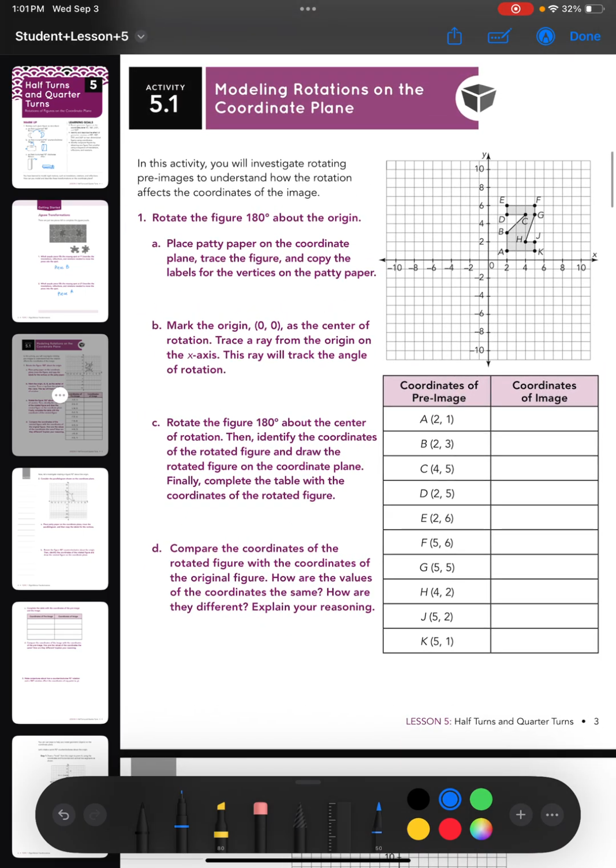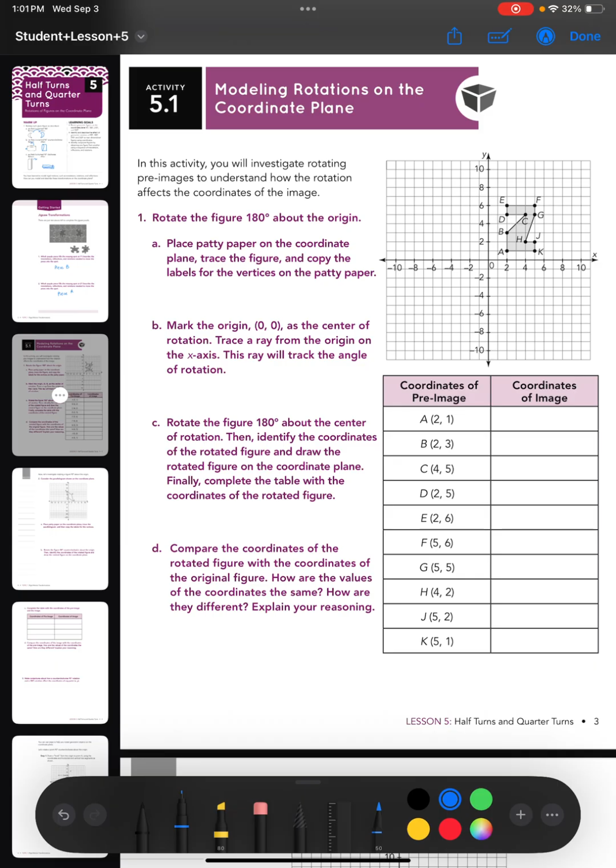All right, so in this activity, the first one, 5.1, we're going to investigate rotating a pre-image to understand how the rotation affects the change. Now, if you have patty paper, you can trace this on patty paper, put that point of rotation, hold it down with your pencil and rotate it. But we're going to look specifically throughout this lesson at just using our rules until we know how the figure is moving. So, marking the origin, if you are doing it on patty paper, we're going to skip down to C, where we rotate the figure 180 degrees about the center of rotation, and then identify the coordinates of the rotated figure and draw the rotated figure on the coordinate plane.